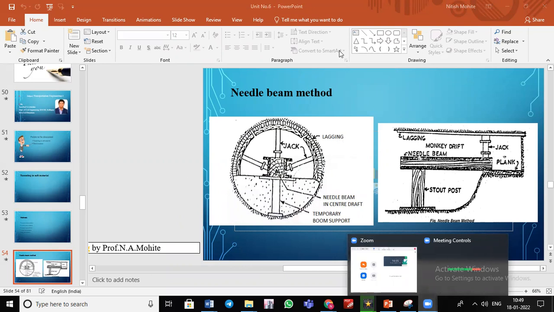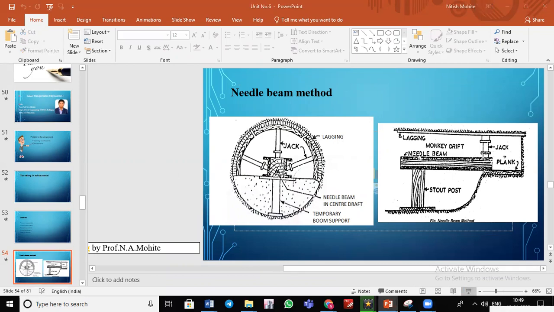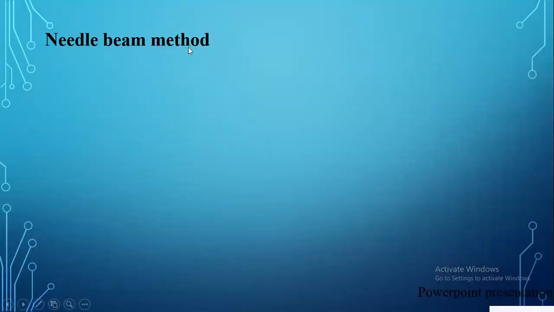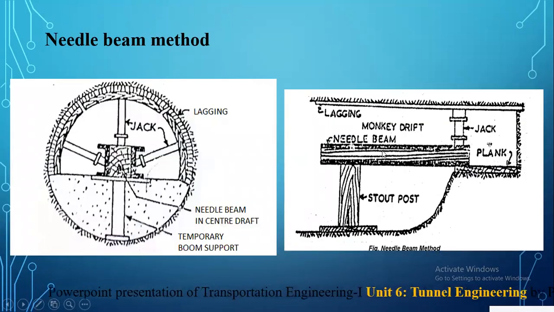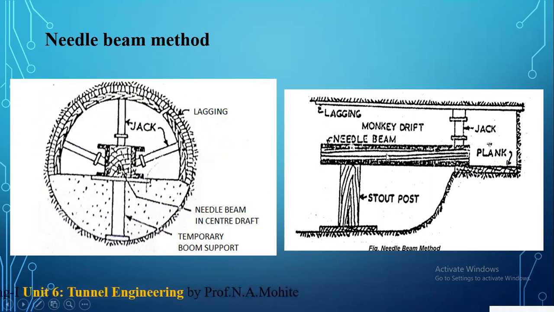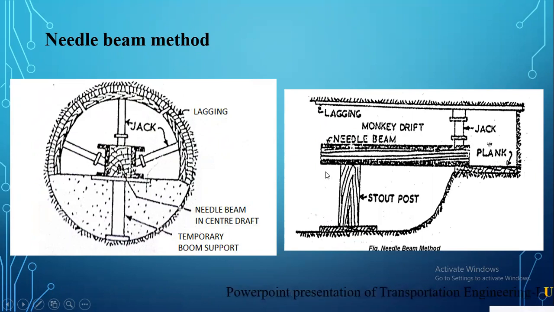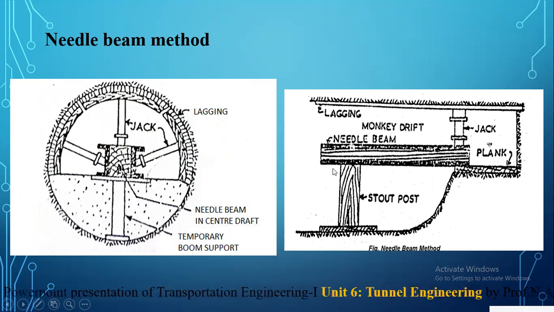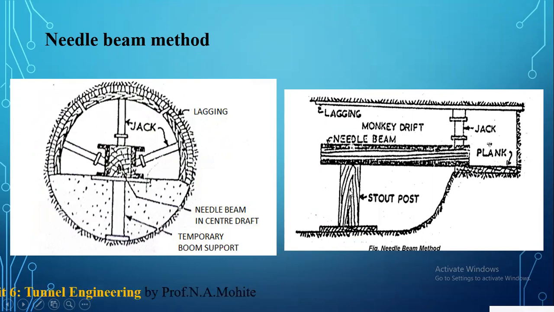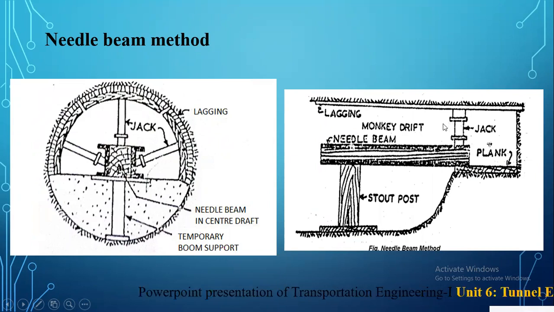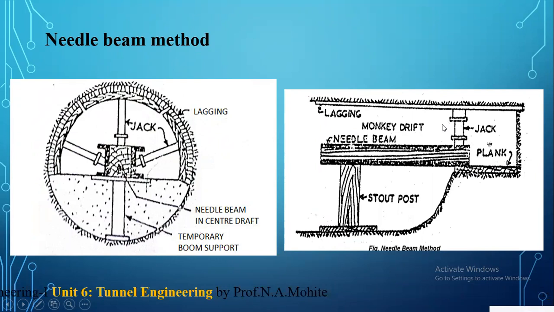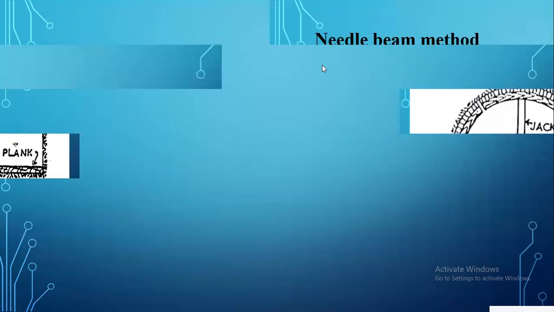Basically, in the needle beam method, as shown in the figure below, the needle beam is placed horizontally, and its front end rests on the drift. Here is the drift. The rear end is supported on a vertical stout post. A jack is provided to support the soft material, and the jack is placed on top of the needle beam. So this is the needle beam method.